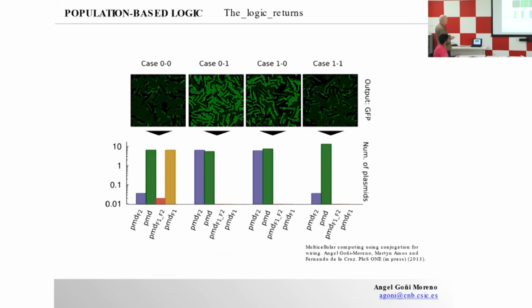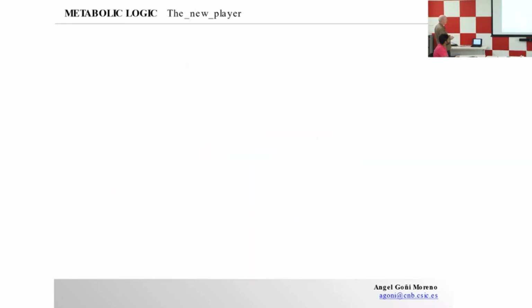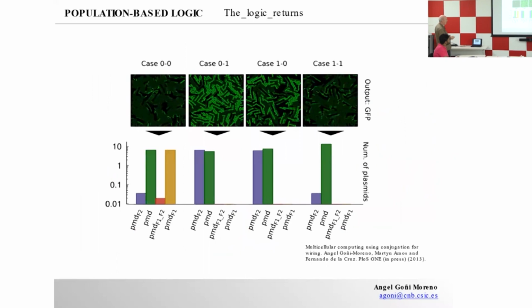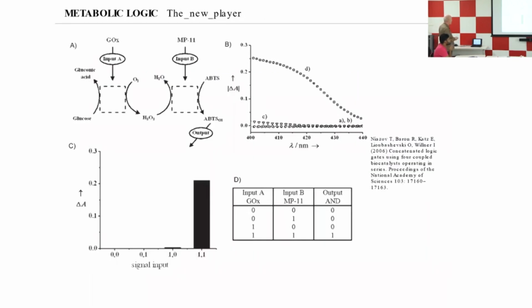And just to leave you with a take-home lesson: indeed, you can use conjugation as an on-off switch that can be engineered for making some type of computation in vivo. Let me just say in passing, and these are just my last slides of this story, that logic gates can be implemented not only with transcriptional factors, not only with site-specific recombination, but also with metabolic reactions.